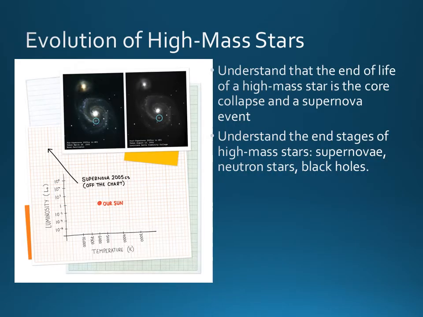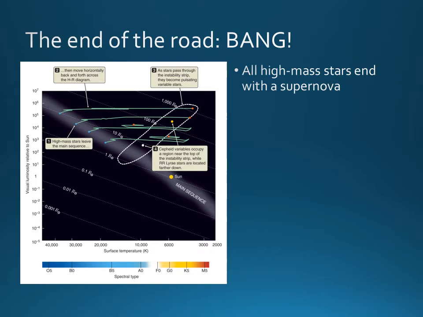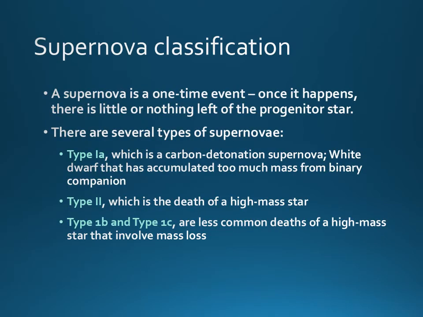Now we will discuss the end life of a high-mass star, a core collapse and a supernova event, and understand that there are mass-based end stages of neutron stars and black holes. All high-mass stars end with a supernova. A supernova is a one-time event. Once it happens, there is little or nothing left of the progenitor star.